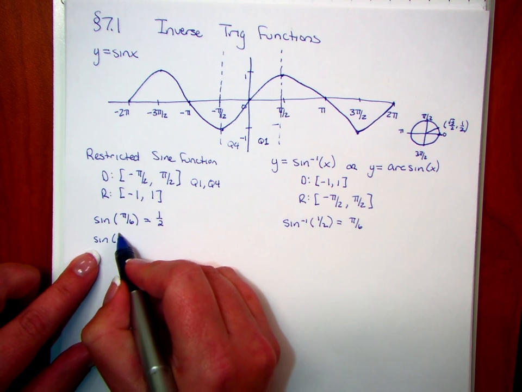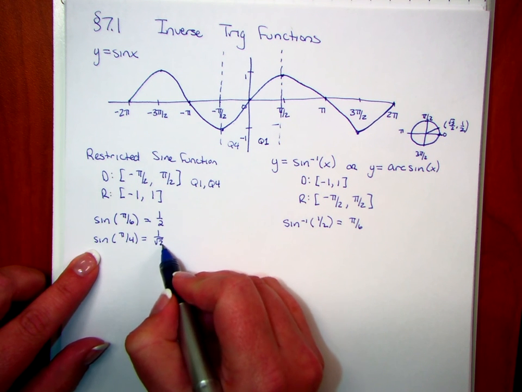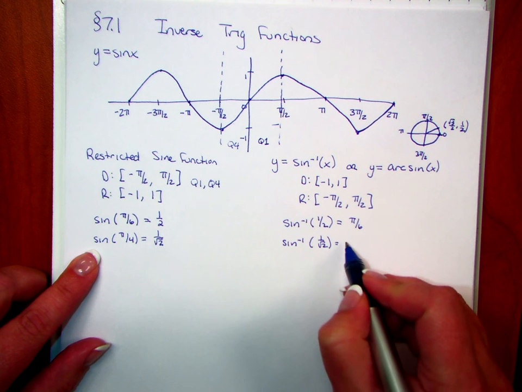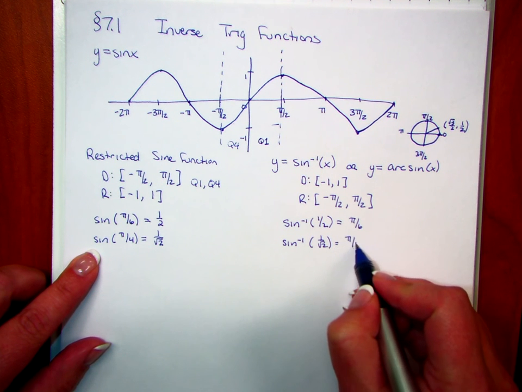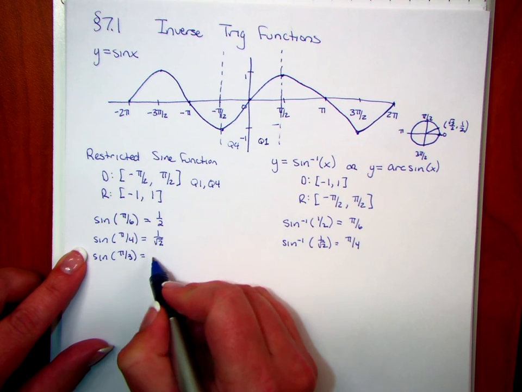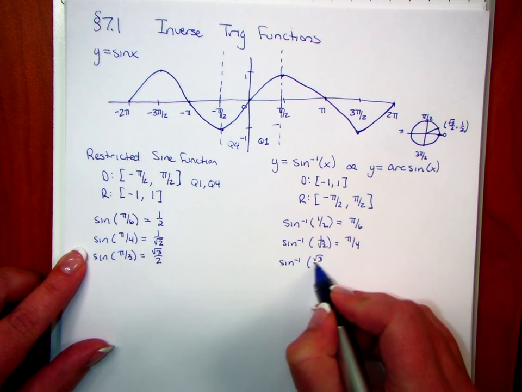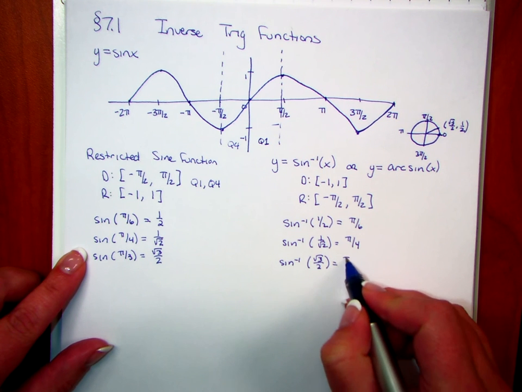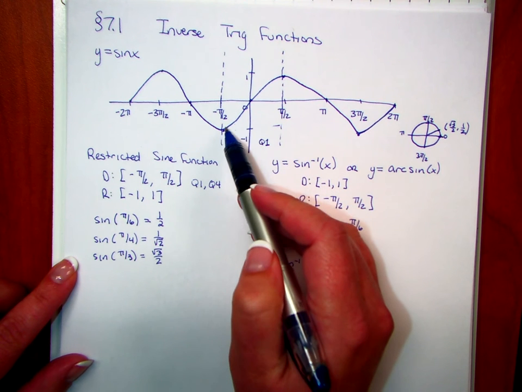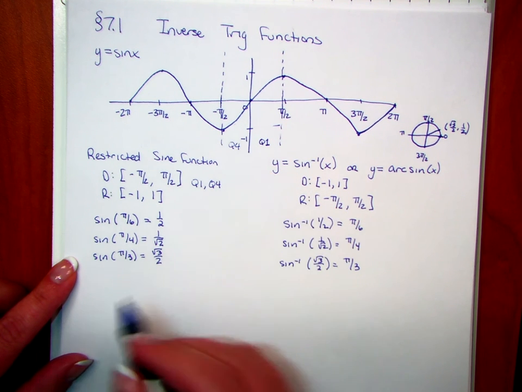Let's go ahead and do the other ones. Sine of pi over 4 is 1 over rad 2, so sine inverse of 1 over rad 2 is pi over 4. If sine of pi over 3, which is 60 degrees, is rad 3 over 2, then sine inverse of rad 3 over 2 is pi over 3, or 60 degrees. Now we'll do the negative angles: negative pi over 6, negative pi over 4, negative pi over 3.